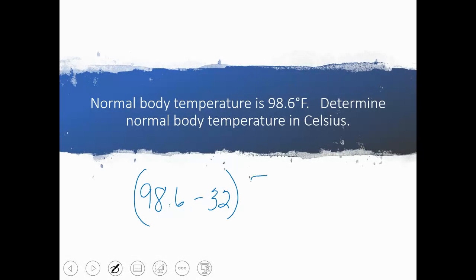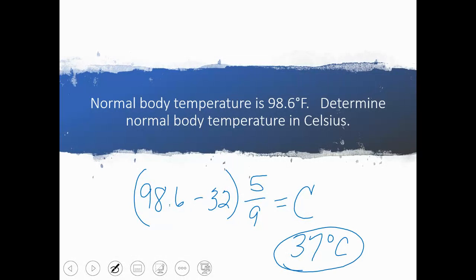Then you take your answer times 5, divide by 9, and that'll give you an answer in Celsius, okay? If you got, for this one, 37 degrees Celsius, then you got an appropriate answer. I know that sounds really weird when you're thinking about normal body temperature. It would just sound very weird to us, but a lot of places do use temperatures on the Celsius scale as their regular everyday temperatures.